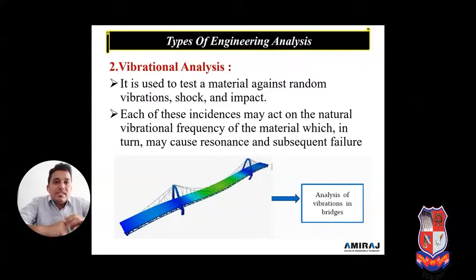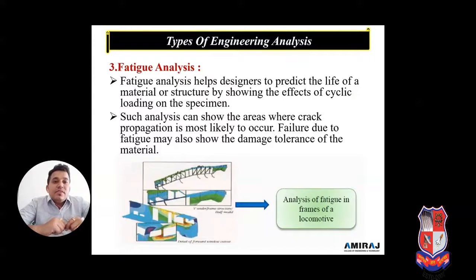The second one is vibrational analysis. We know that we get much vibration in a bridge, so here we have one example of analysis of vibration in bridges. In a bridge, or say any dynamic chassis body, all rotary machines have vibrations. For that purpose we have to find out the vibration, shock and impact on the particular object. Another is fatigue analysis.